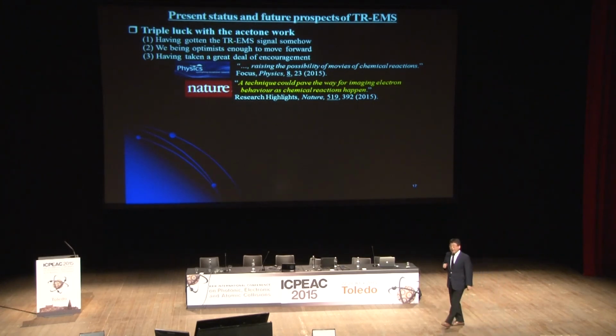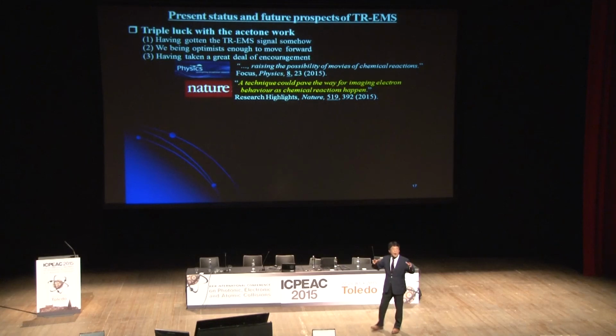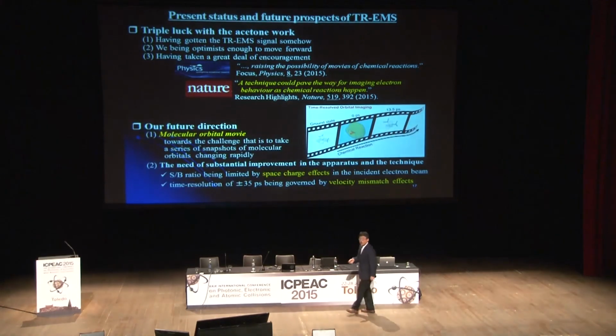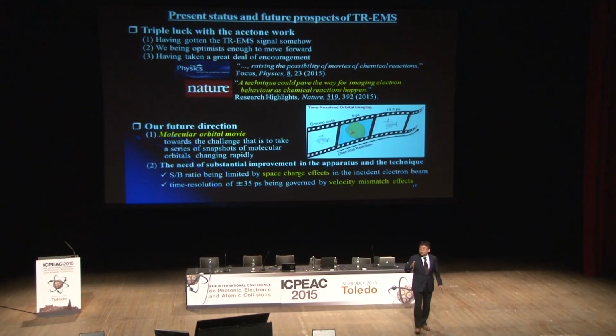This is true, as it is electrons that bind atoms into molecules, and chemical reactions are all about the rearrangement of these electrons. Our future direction is, of course, to go towards the challenge of taking a snapshot of molecular orbitals changing rapidly, such as during a chemical reaction. To that end, however, we have to improve the apparatus and the technique substantially, mainly in terms of signal-to-background ratio and time resolution.